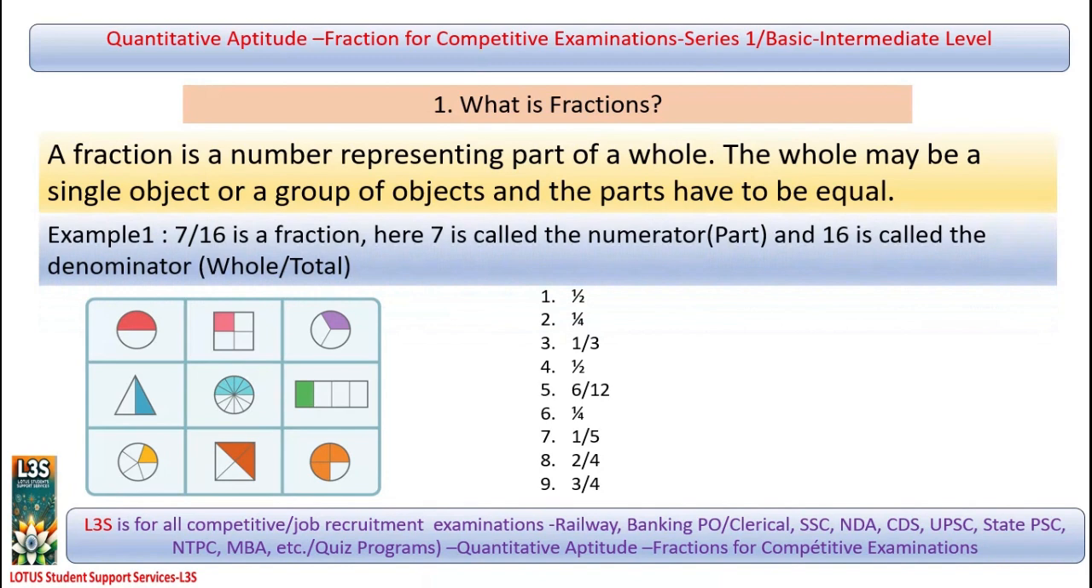For example, 7 by 16 is a fraction. Here 7 is a part and 16 is the total. And 7 is called numerator and 16 is called denominator. We must remember this. The top part, 7, the part, will be called numerator, and 16, that is the total, is called denominator. So here it means we have taken 7 parts out of 16 total parts.